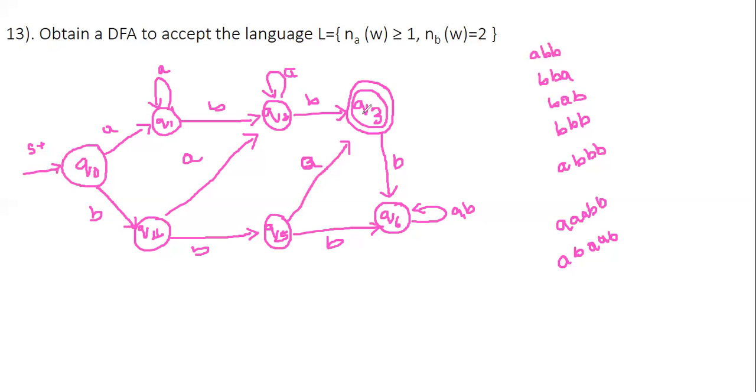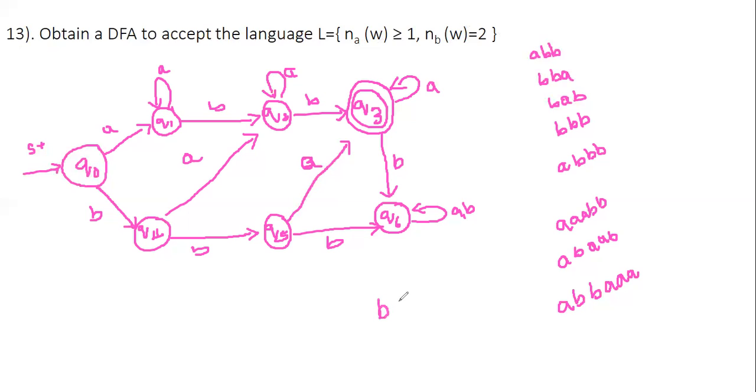Then what am I left with? I am left with Q3 for the transition of A exactly. One more example, like A, B, B, A, or any number of A's if you are getting, then also we need to provide a self loop for Q3 on receiving A. So this is a DFA which will accept only more than one A with the number of B's equal to 2 exactly. Now we'll go for a much more complicated version of a string.